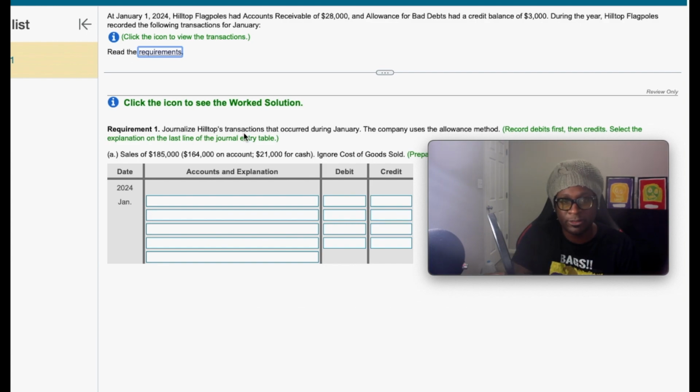First, they want us to journalize the transactions that took place in January. So we had some sales of $185,000, $164,000 of it was on account, and $21,000 was in cash. But they want us to ignore the cost of goods sold.